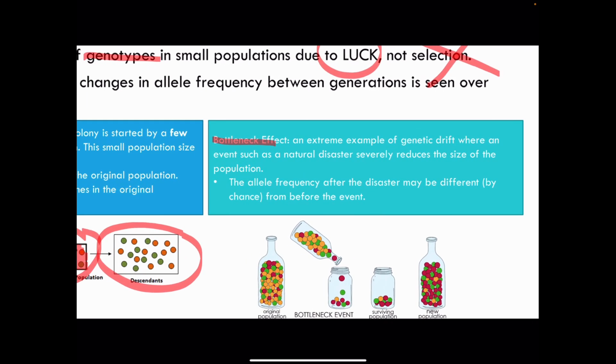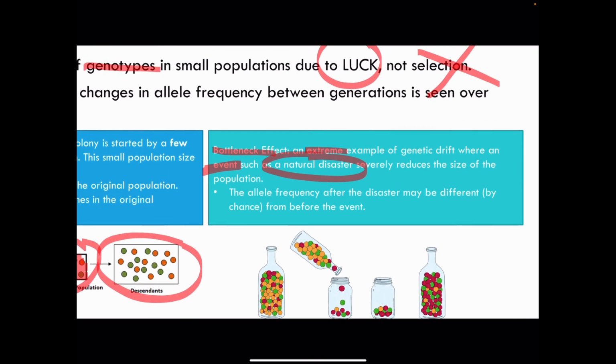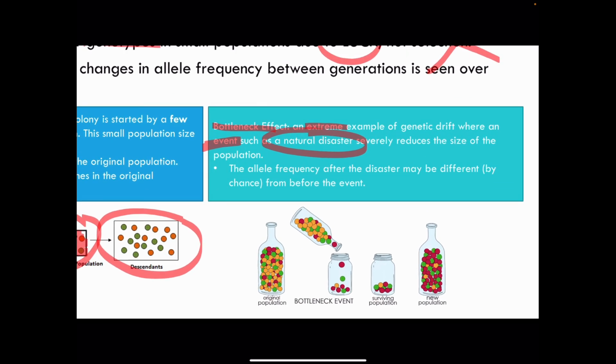Now, the bottleneck effect is similar to the founder effect, okay? Except the difference being that this is an extreme example of genetic drift because there has been some sort of event, for example, a natural disaster, which has severely reduced the size of the population, okay? So the allele frequency after the disaster or after the event is going to be different by chance from before the event. So looking here, we've got our original population.